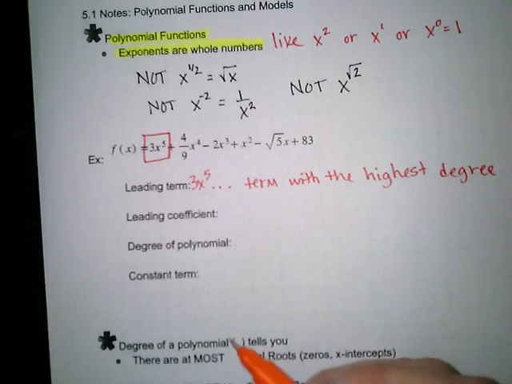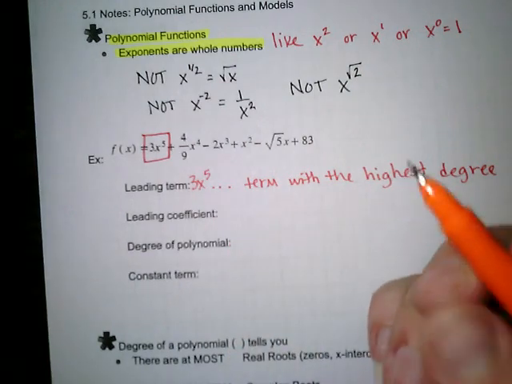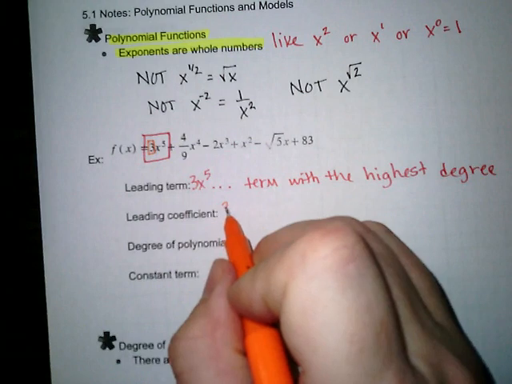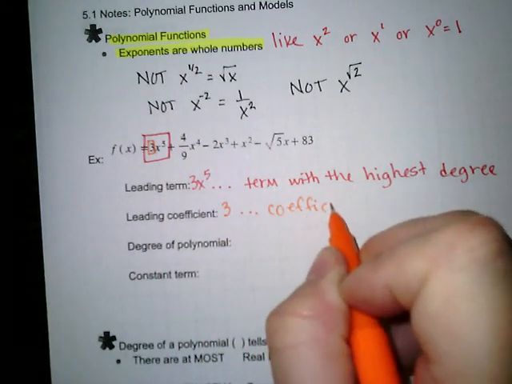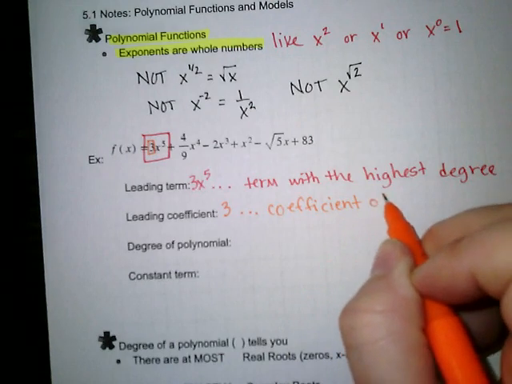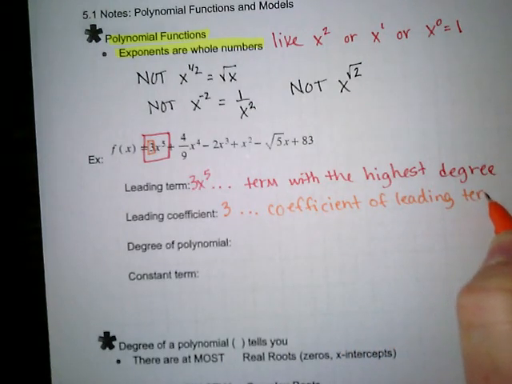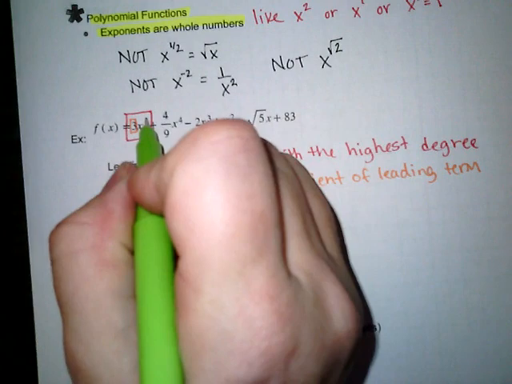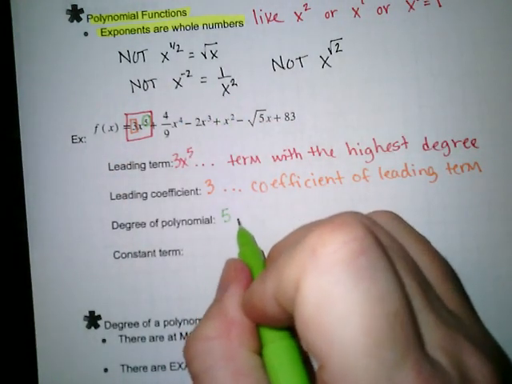The leading coefficient is the coefficient that's on the leading term. So right here, 3 is our leading coefficient, and it is the coefficient of the leading term. Remember, leading term doesn't necessarily mean the first term. It is the term with the highest degree. The degree of the polynomial is the degree of the leading term, or the highest degree in the polynomial.